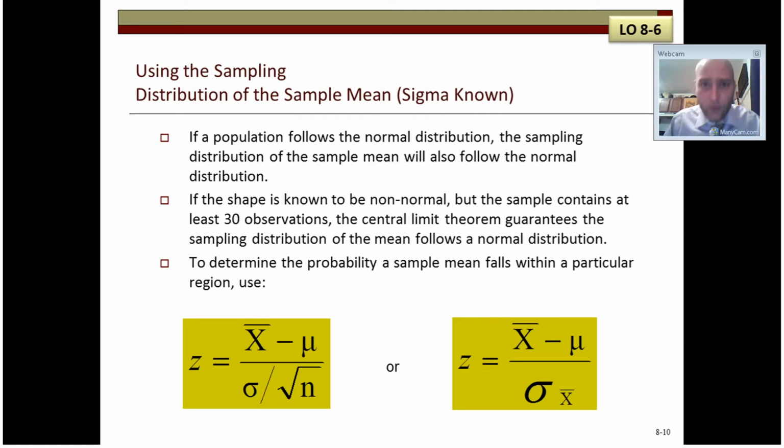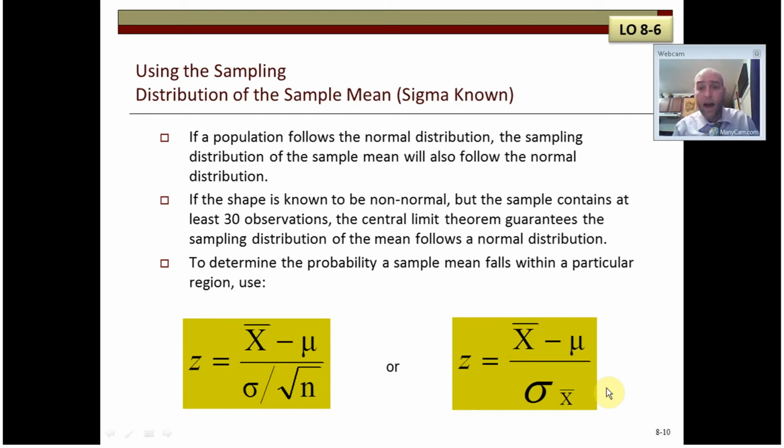When we start to use the standard error, or we start to apply the central limit theorem, there are a number of different scenarios depending on the type of information that we have. In some cases, we might have sigma, the standard deviation of the parent population. If a population follows the normal distribution, we know the sampling distribution will also be normal. Mentioned that previously. We also know if the shape is known to be non-normal, and the sample contains at least 30 observations, the central limit theorem guarantees this thing down at the bottom will be normal. And when we start trying to apply some of the stuff that we've seen in the past, we end up with these two equations down here.